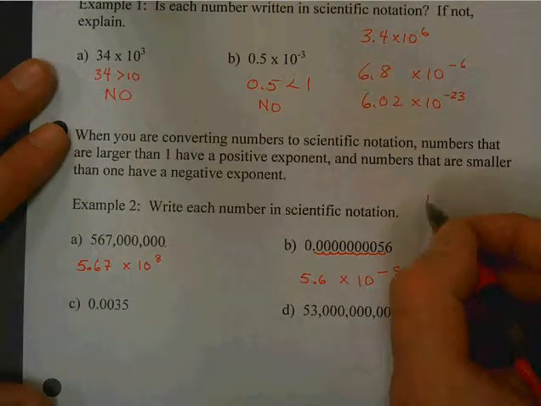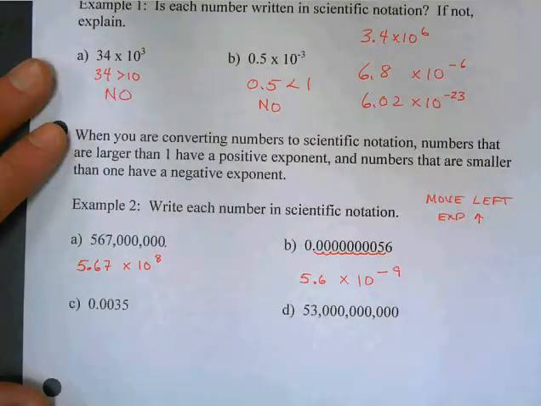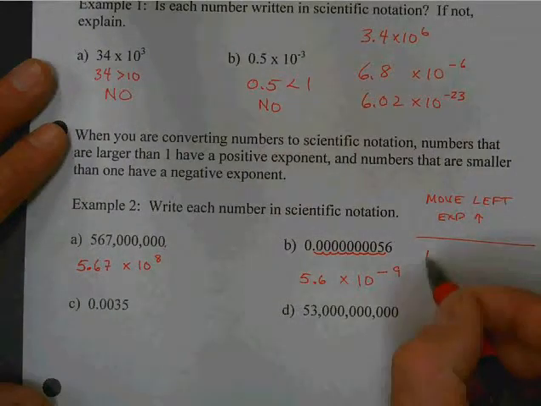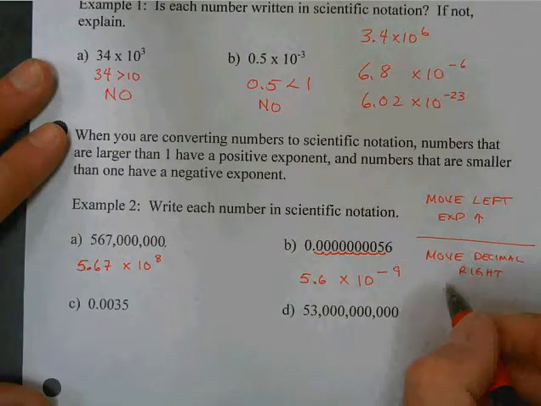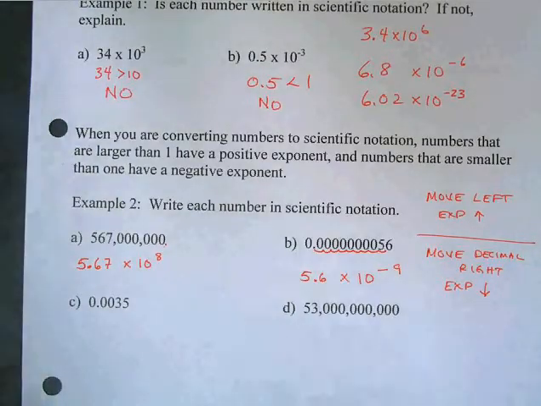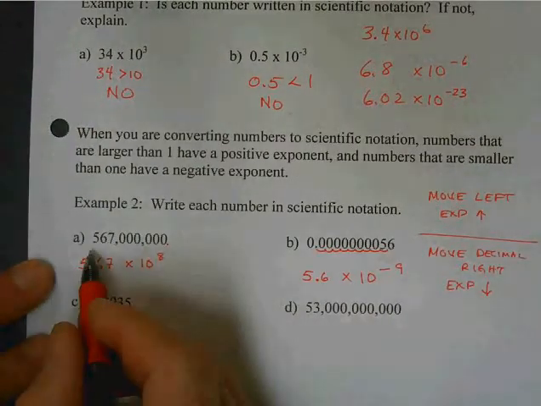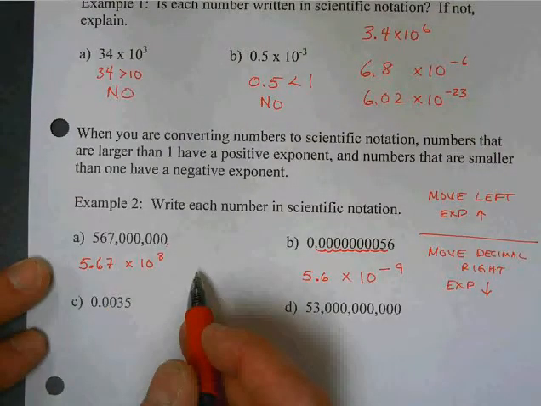When you move the decimal left, the exponent goes up. Notice which way do we move this decimal? We moved it left, so the exponent went up. In the opposite way, when we move the decimal right, the exponent goes down. Someone else explained to me one time, they said, if the number gets smaller, the exponent gets bigger. Here, this number is getting bigger, so the exponent's getting smaller. So it's kind of a reverse relationship. Well, 567 million is becoming 5.67. Is that not getting smaller? So therefore the exponent gets bigger. It's kind of an inverse relationship.